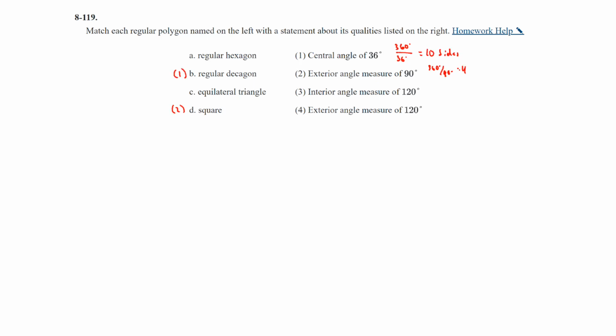Interior angle measure of 120, so the exterior is equal to 60, so we can take 360 and divide by 60, and that would be 6 sides, so that would be a hexagon, so A would be 3. And by process of elimination, we could say C is 4, but let's make sure. Exterior angle measure of 120, since the exterior angles add up to 360, we'll take 360 divided by 120, and that will give us 3 sides, which would be the equilateral triangle, so statement 4 matches up with C.